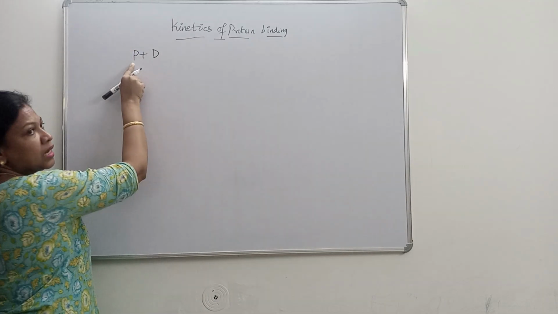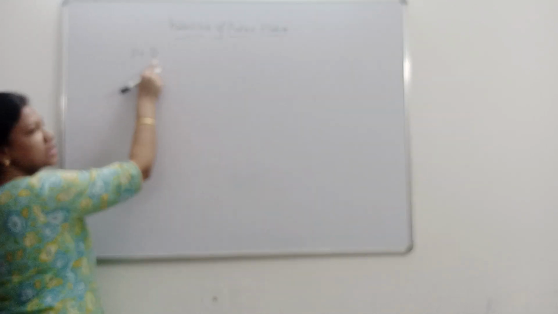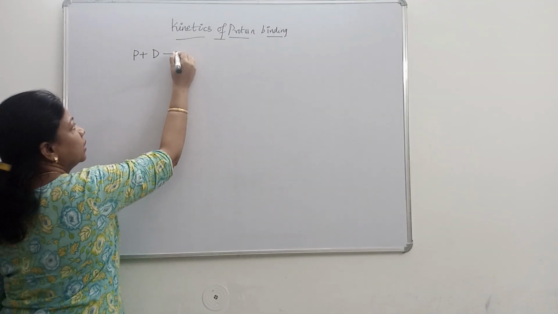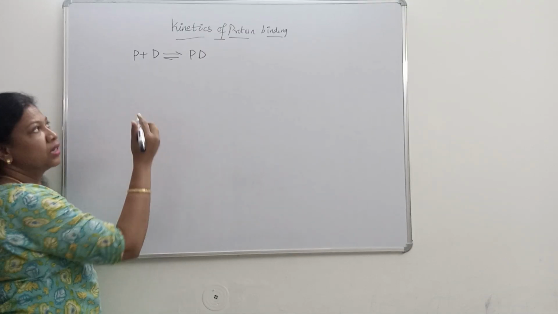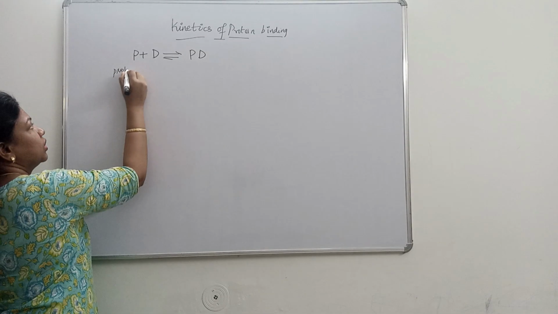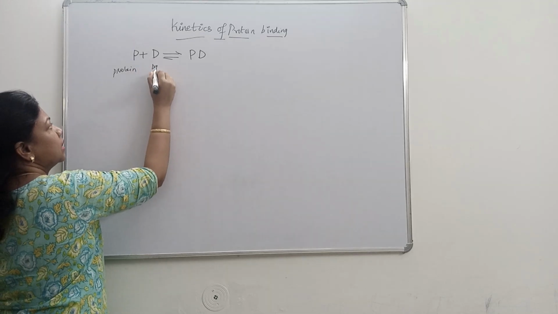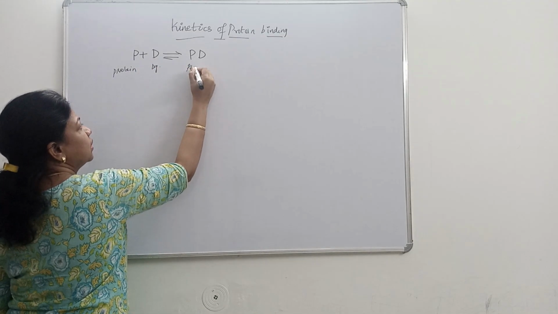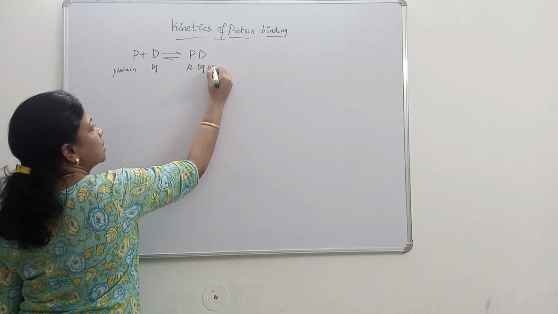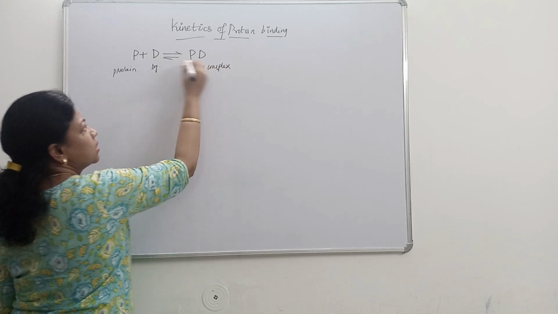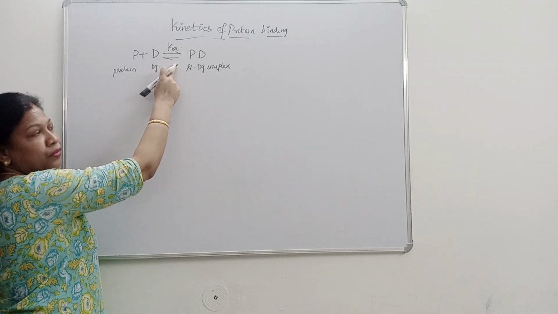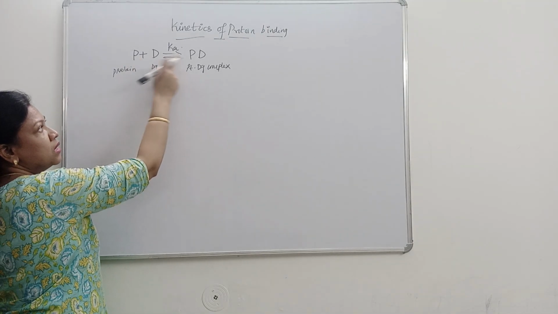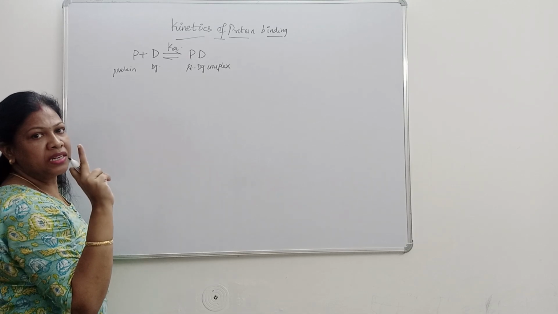To explain the kinetics of protein binding, we should know how the protein and drug bind. P is the protein and D is the drug. The protein and drug bind to form a protein drug complex, PD. The stability constant or association constant involved here is Ka. We have written an equilibrium type of arrow here, because protein binding is reversible in nature.